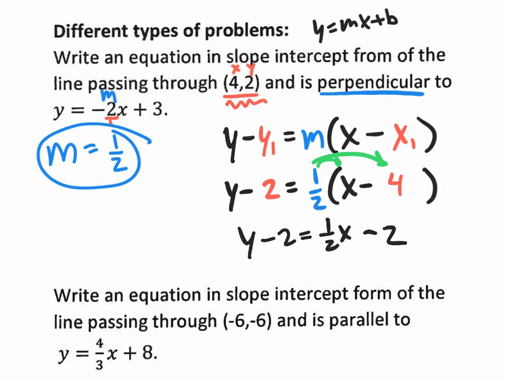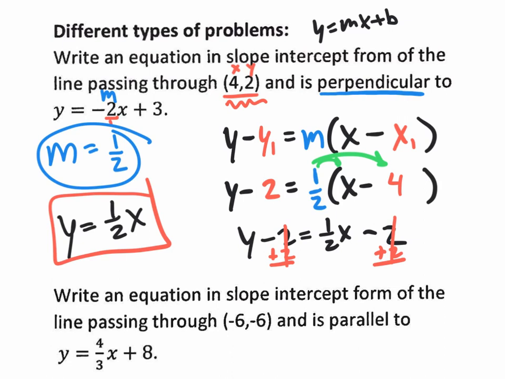Add 2 to both sides. Plus 2 here, plus 2 over here, and it happens to cancel out as well. So my slope-intercept form equation is y equals 1/2 x. If you want, you could put a plus 0 because the b value is 0, but you don't have to put the plus 0. You could just leave it y equals 1/2 x, right? So that is slope-intercept form.